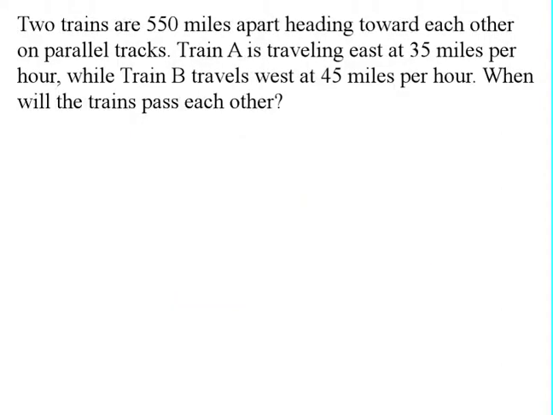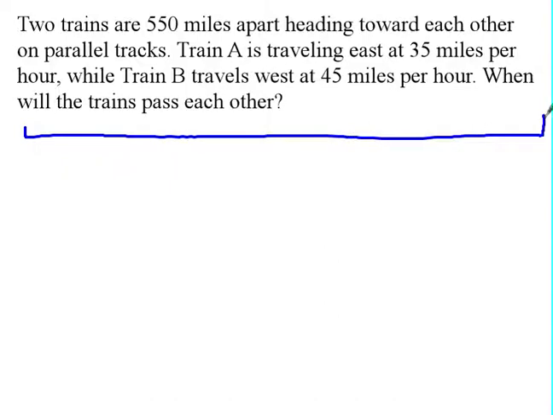Last thing we're going to talk about is trains. We have two trains. They're 550 miles apart heading toward each other. So basically, this is 550 miles. We have train A here, and it's going this way. We have train B here, and it's going this way. Obviously, they're not on the same track, they're on separate tracks. The question is, when will the trains pass each other?